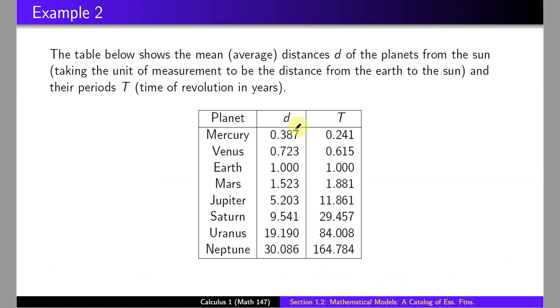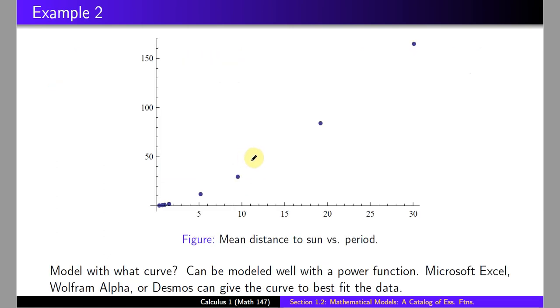And here's our other application. We were looking at the relationship between the distance and the period for all the planets in our solar system. And so here's what we have. Here's our scatter plot. What curve would we use to model this?